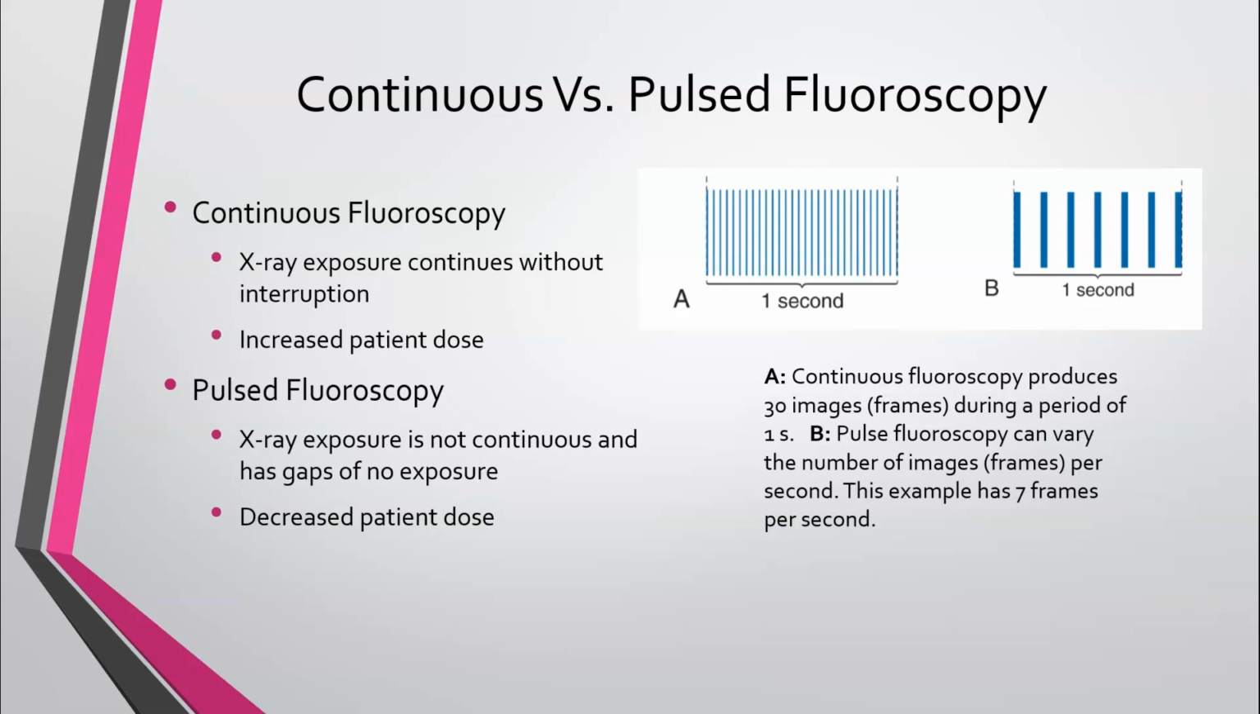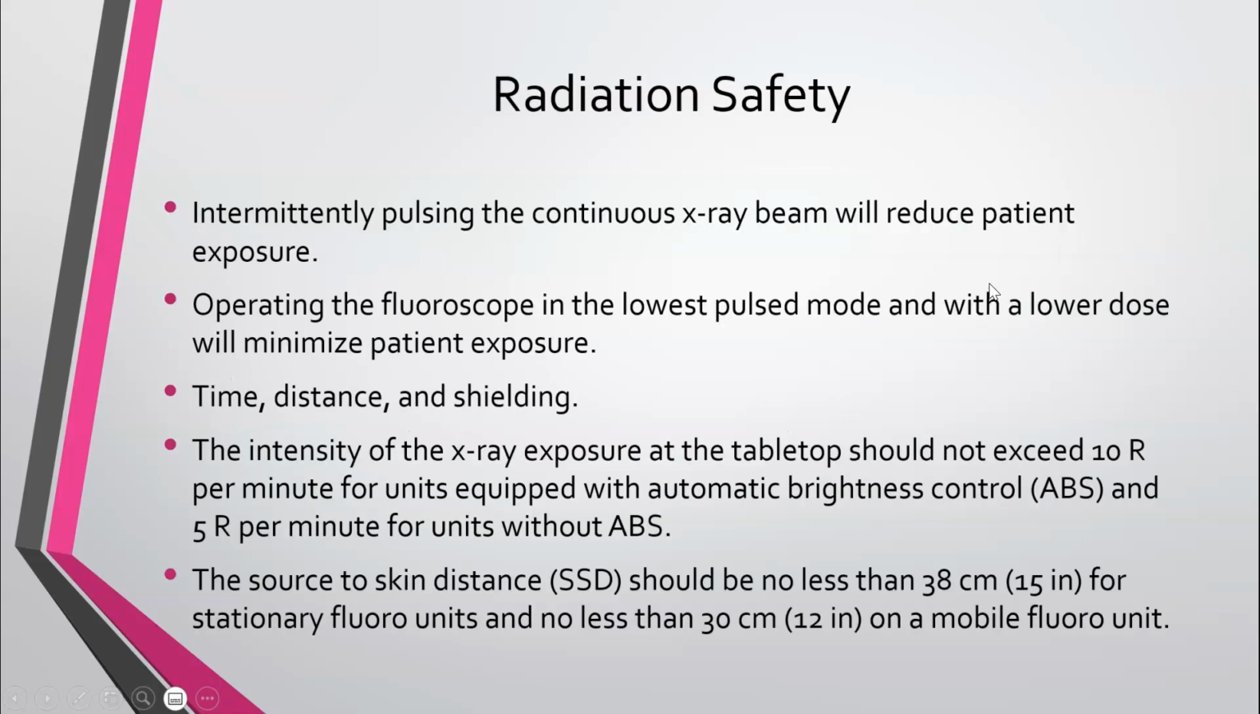When we go to B, the pulse fluoro can vary in the number of images or frames per second. This has a sample of 7 frames per second: 1, 2, 3, 4, 5, 6, 7. Intermittently pulsing the continuous X-ray beam will reduce patient dose. Operating the fluoroscope in the lowest pulse mode gives the lower dose with minimum patient exposure.